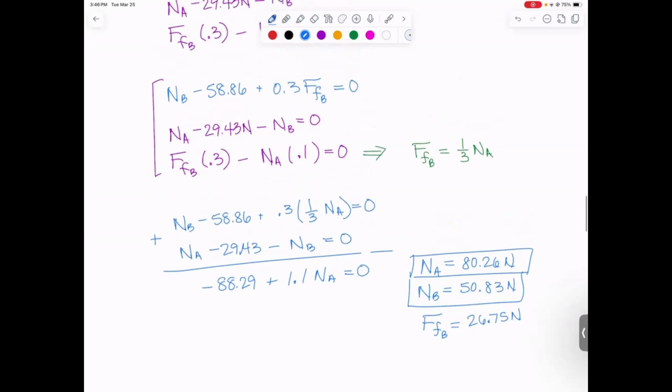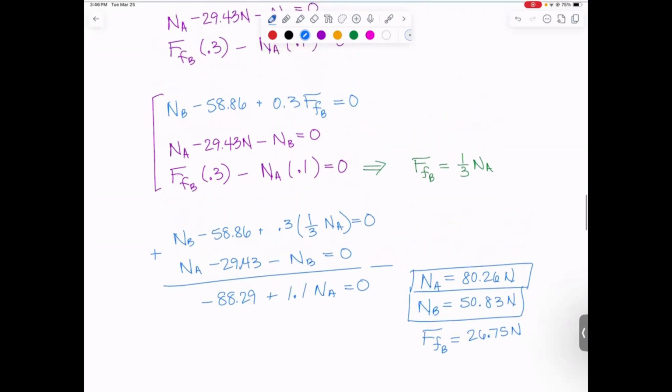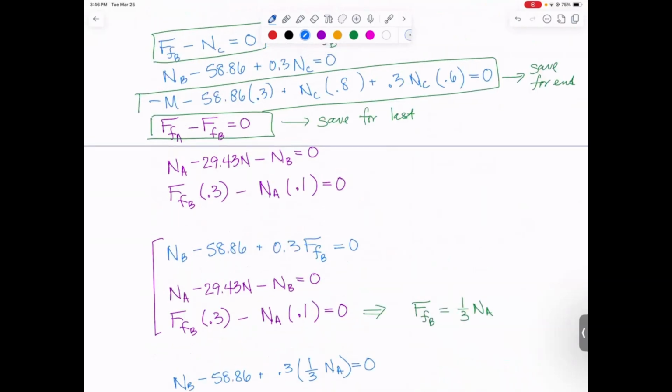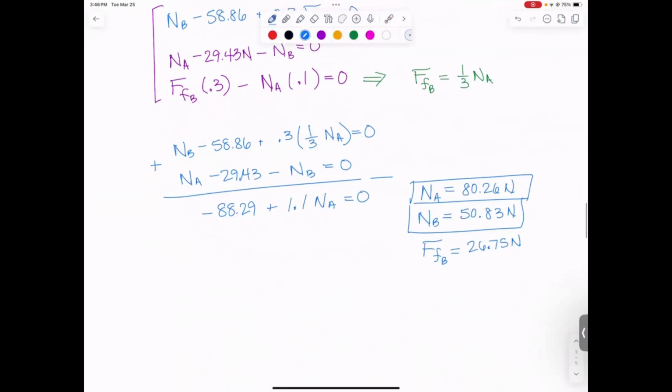Now, I thought I used force of friction at B somewhere else up here. So this is using these last 3 equations. Let's back up and see. Oh, look at that. It's also equal to NC. Let's write all of that down. Friction at B is equal to the force of friction at A is equal to NC. So 3 things that are 26.75 newtons with this solution.